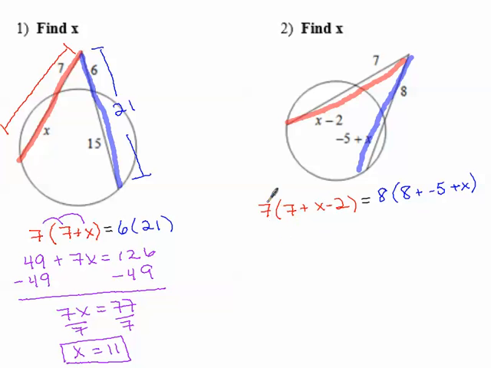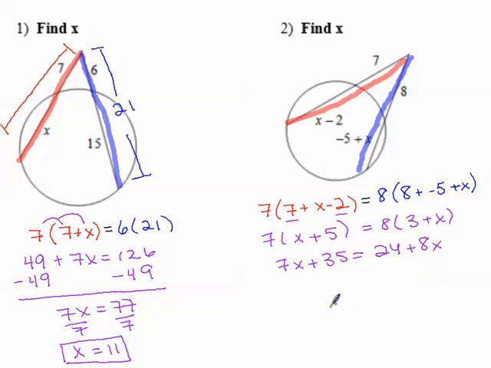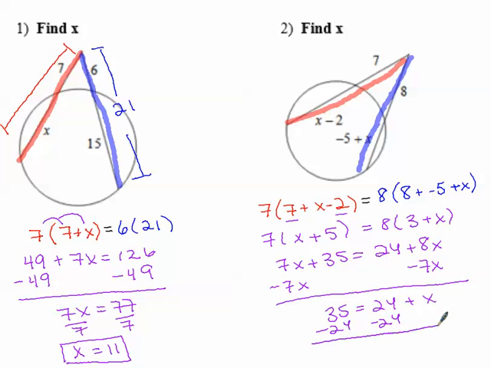I'm going to start by combining my like terms on the inside of these parentheses. I have a 7 minus 2, so it's going to be x plus 5. On this side, 8 plus negative 5 is 3 plus x. Now I'm going to go ahead and distribute. 7x plus 35 equals 24 plus 8x. Then I'm going to subtract 7x on both sides. I get 35 equals 24 plus x. Subtract 24 on both sides, and x equals 11.